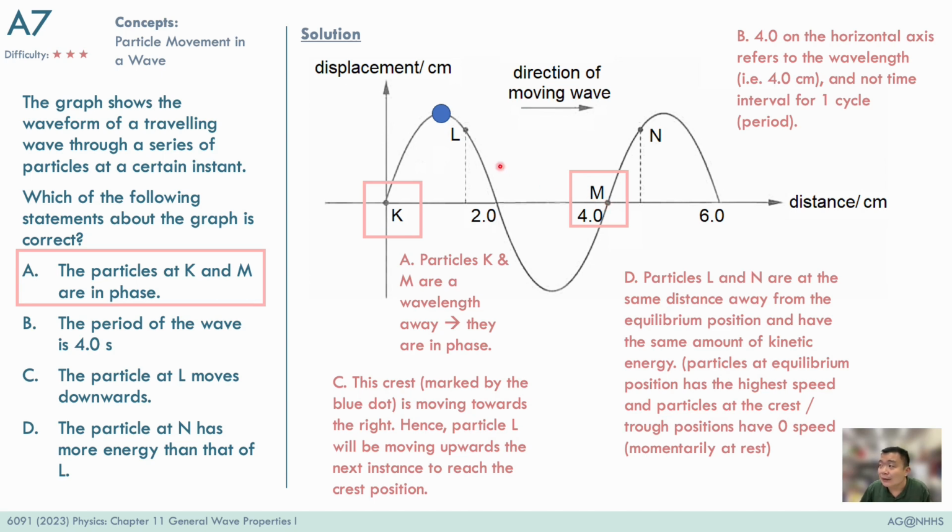So when particles are away from the rest position, for example L and N, they will have the same amount of energy because they are found at the same displacement away from the rest position.